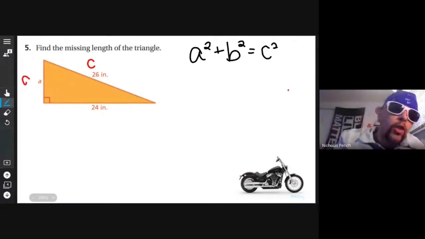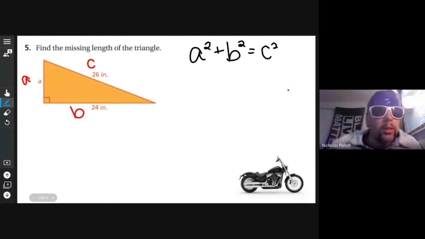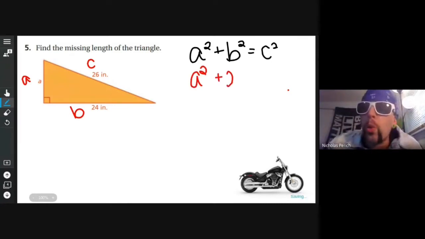A is already A, so I'll keep calling it A. There's no need to change it. We'll call you B. Okay, so A is still A squared. B is 24 squared. C is 26 squared.